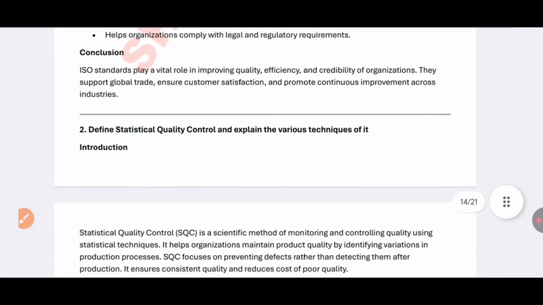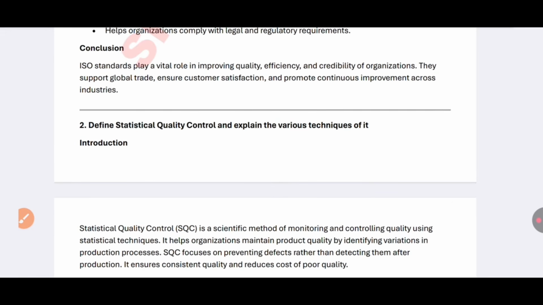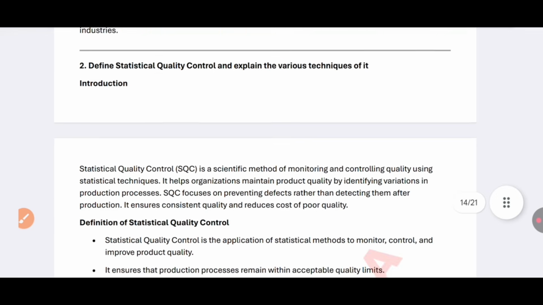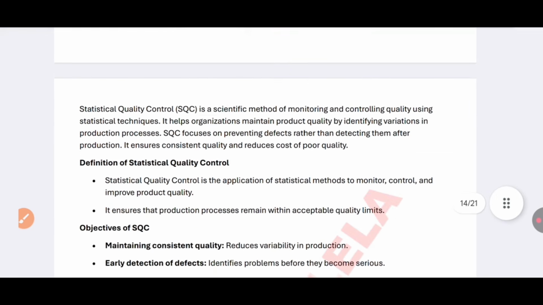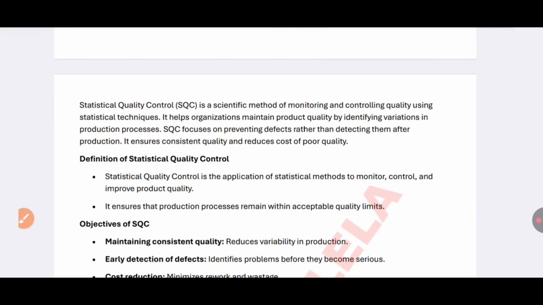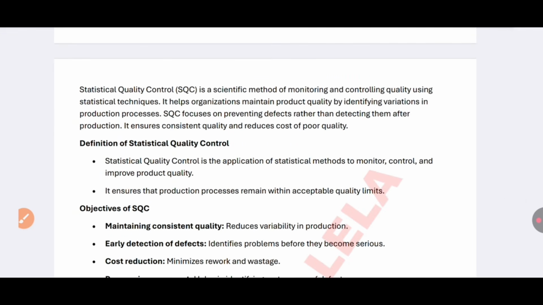Second important question is to define statistical quality control and explain the various techniques of it. First, you need to understand what is meant by statistical quality control, that is SQC. It is a significant method of controlling and monitoring your quality using statistical techniques. Okay, with the help of this SQC, you will be able to maintain your product quality.